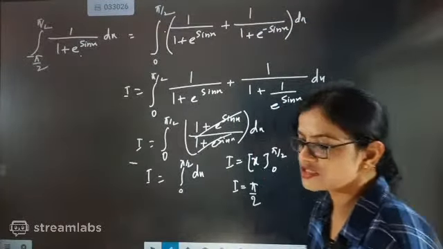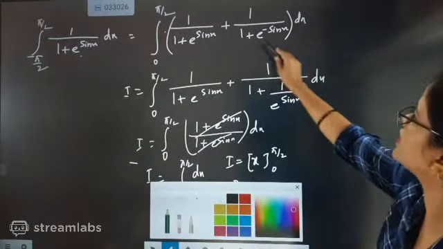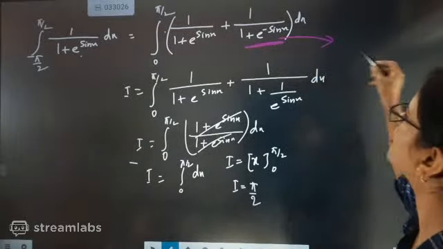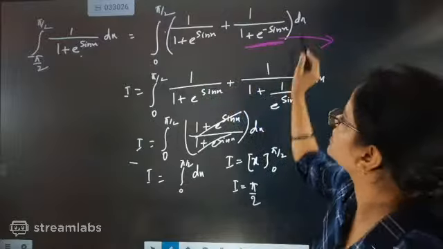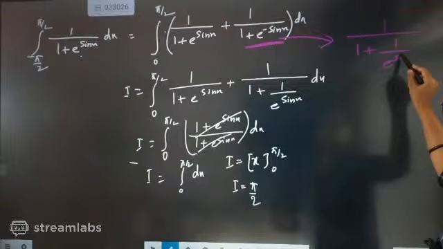Now how I have solved this region, this part how I have solved. Some children will have problem in understanding what I have done to this part. Exactly this part is the same, but this part, how I have solved, it is coming as 1 plus 1 by e to the power sin x.